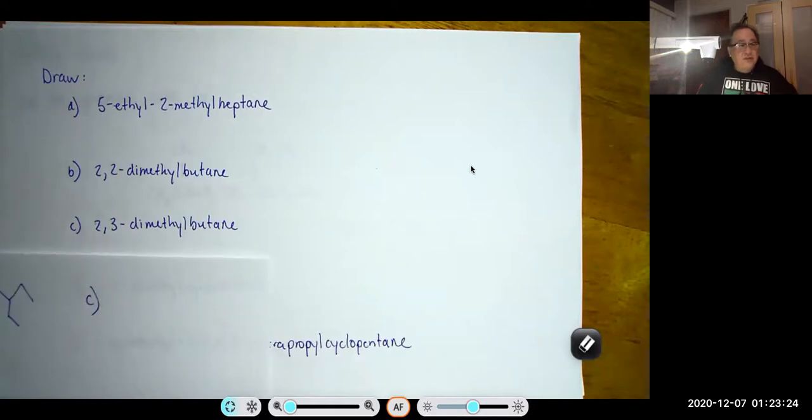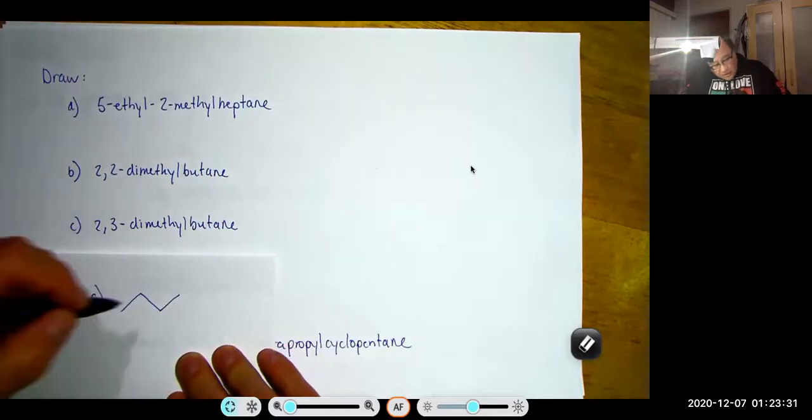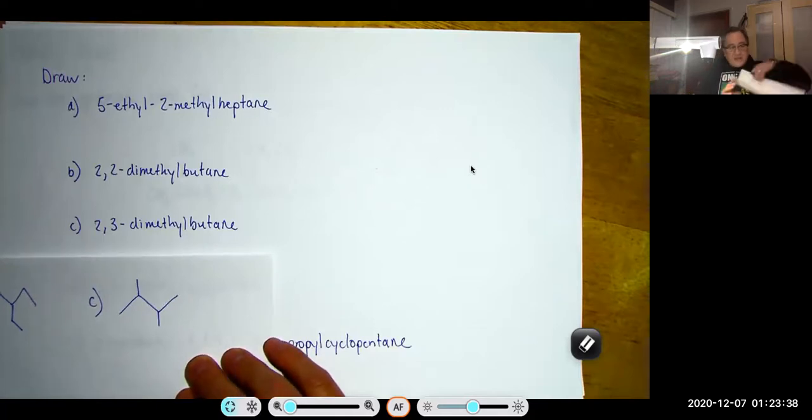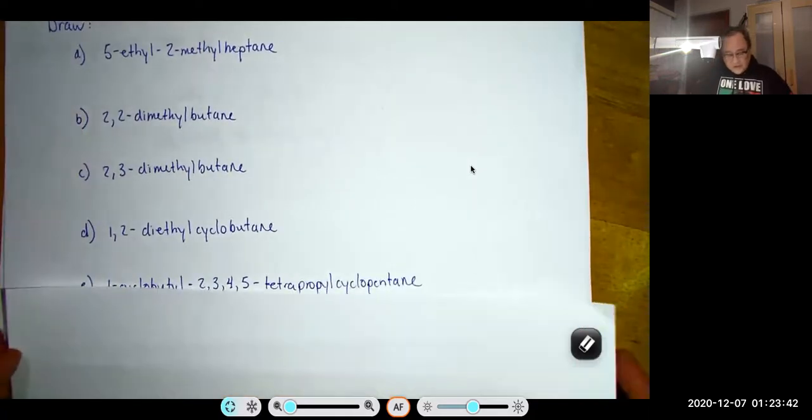Okay, so let's look at C. So C, we have to do a 2,3-dimethylbutane. So here's my butane again. Here's carbon 2, and here's carbon 3, and I put a methyl on each of those. And lastly, well, not lastly, I have 2 more here. So let's look at this.